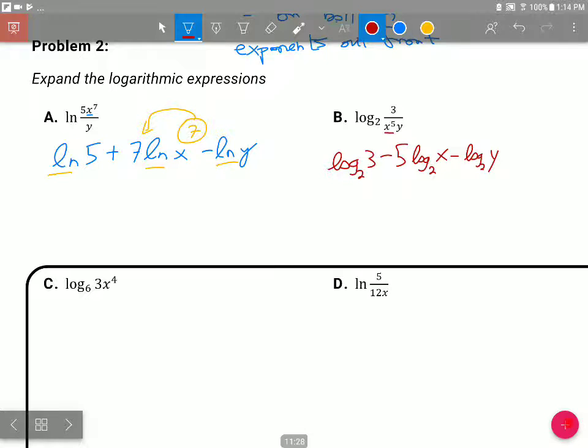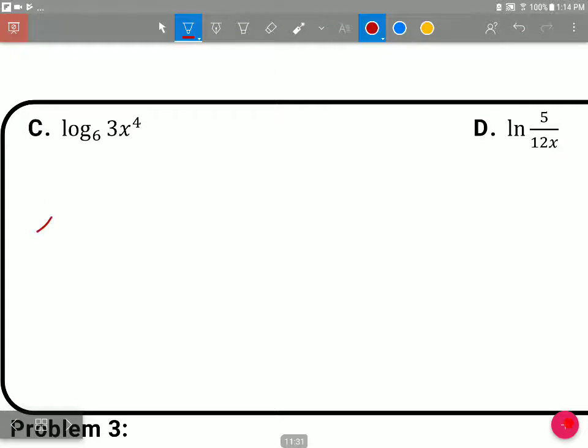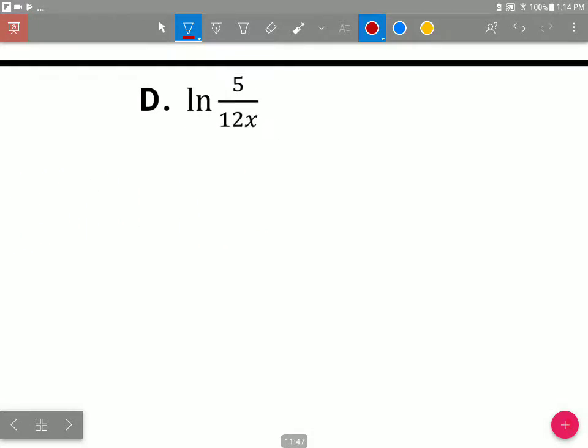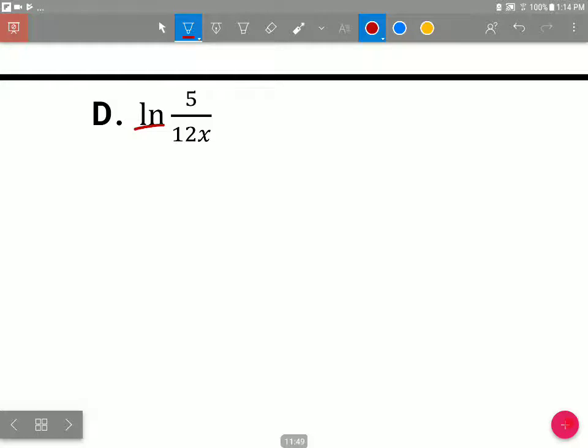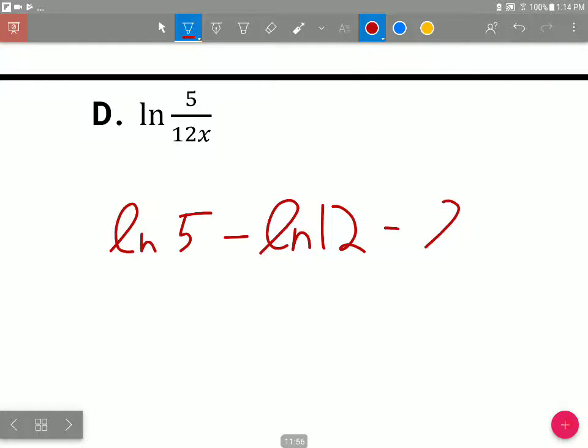Let's do this. So the first one should be log base 6 of 3 plus 4 log base 6 of x. Cool? Any questions about the first one? Comments, complaints, limericks? Sweet, the next one. We're actually going to break the next one into 3 logs. Natural logs, mind you. So we're going to go ln of 5 minus ln of 12 minus ln of x. We cool? Yes. All right.